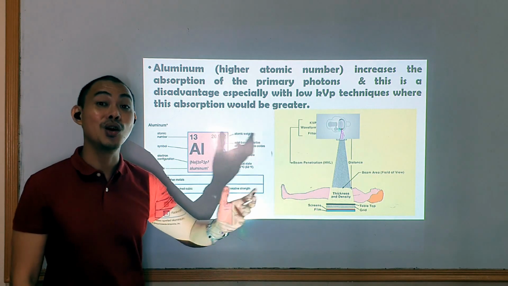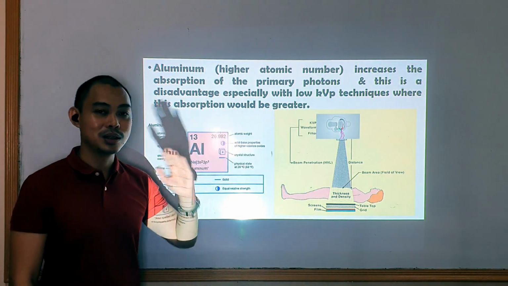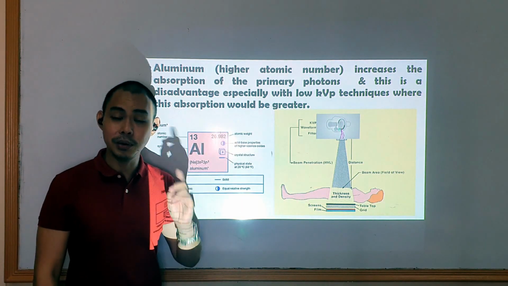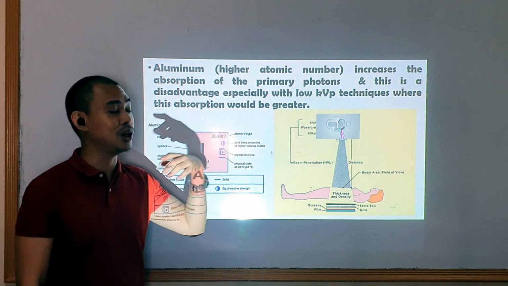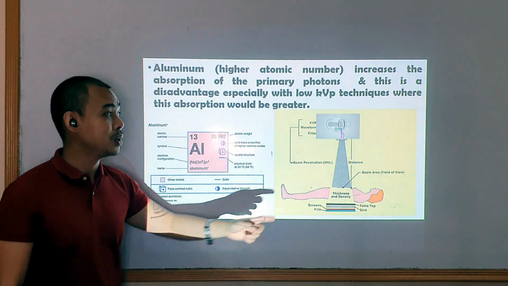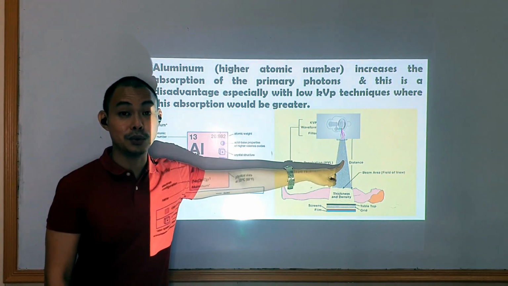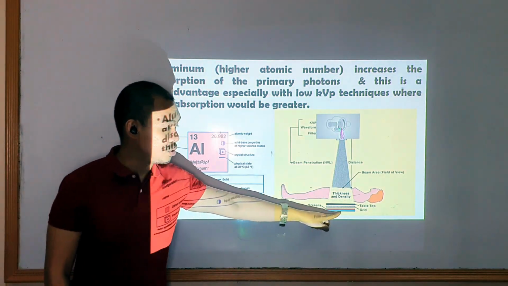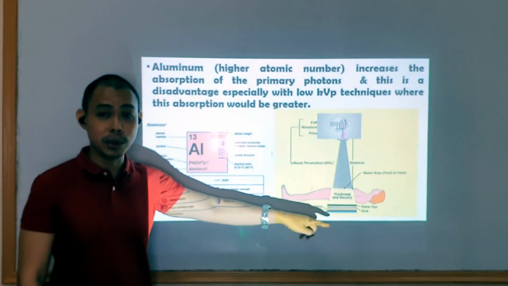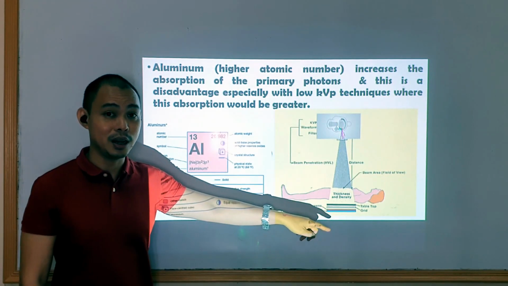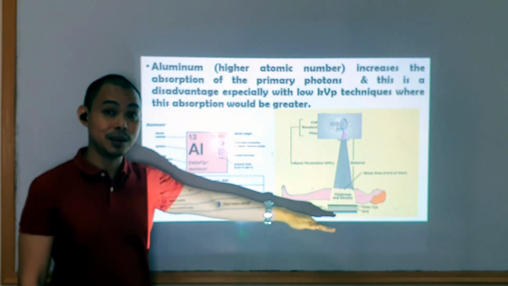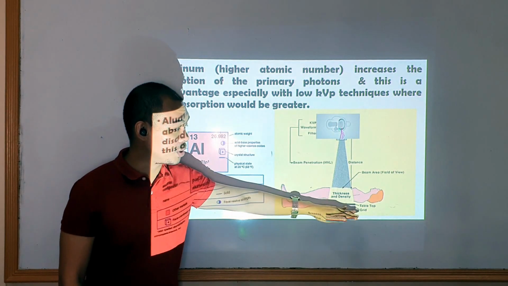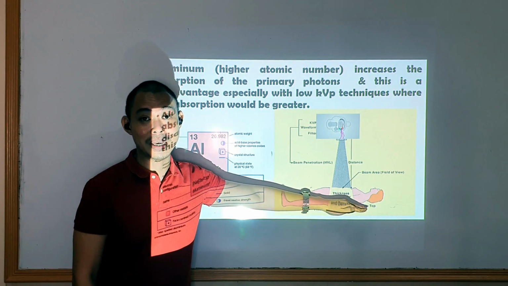mAs affects the quantity. So for example, we have a radiographic examination. We are going to use a low kVp technique for that. So these are the X-rays that are produced during this examination. Now, this is your image receptor here. Where are we going to place our grid? Above or under the image receptor? It's above, right? So this is your image receptor. This is where we are going to place our grid.